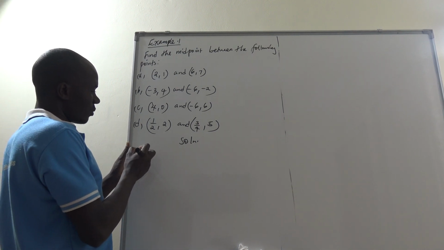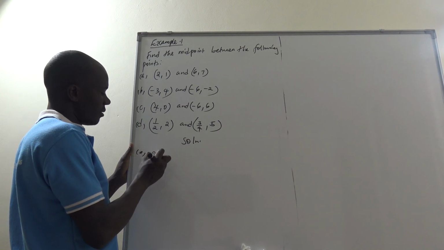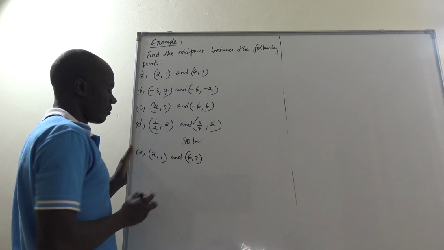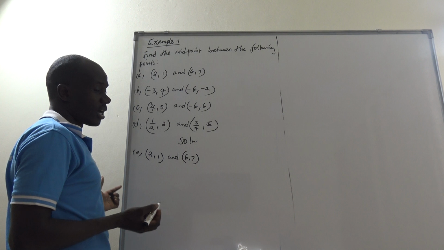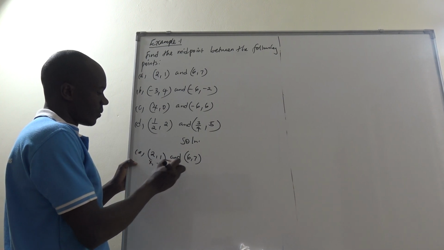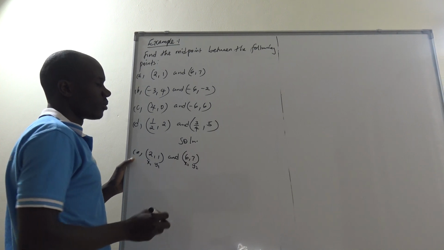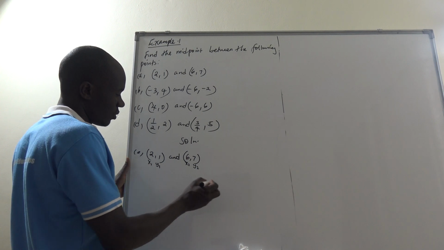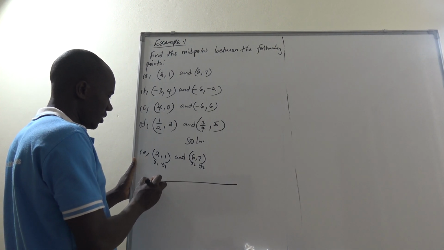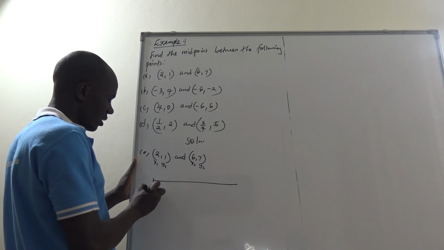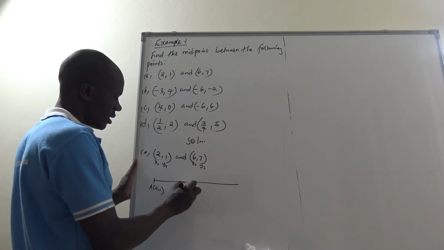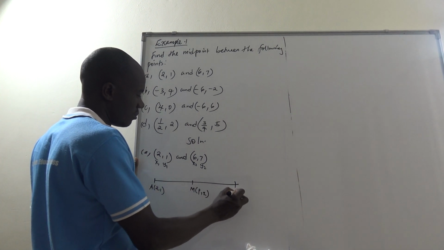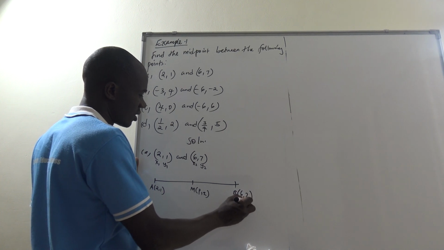So we are going to start with part A, which goes (2, 1) and (6, 7). You can see these are coordinates. This is x1, y1, x2, y2. We have already proved our formula, and I will use the 2, 1 to show how it is used. This is our point A (2, 1). This is my midpoint M, you can call it (P, Q). This is point B (6, 7), and this is x2, y2.